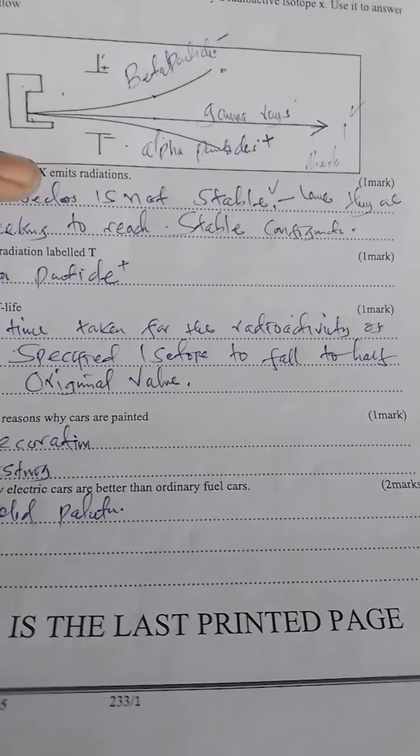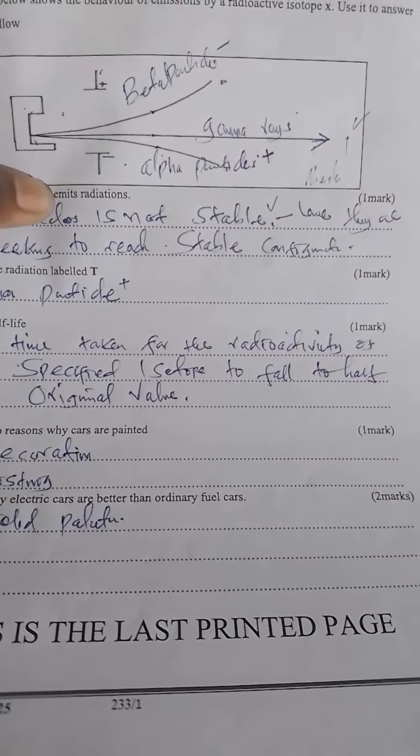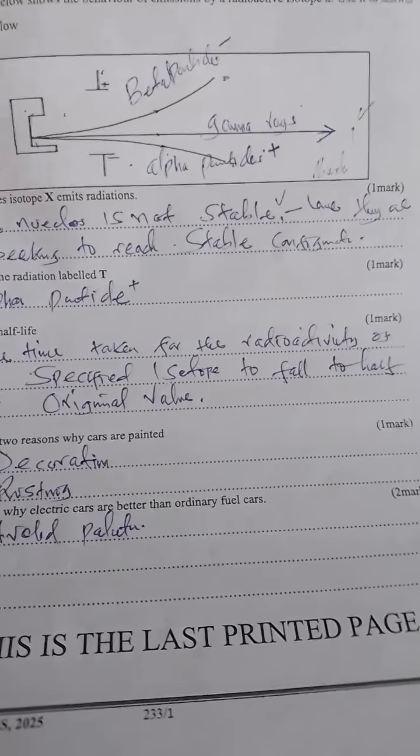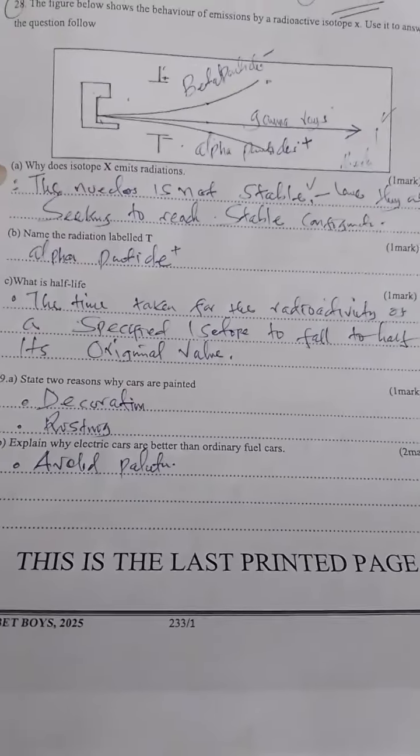We have alpha particles which are positively charged, and when you look at the lower part of the magnetic field, it is negatively charged, so it will be attracted to the lower part of this magnetic field.